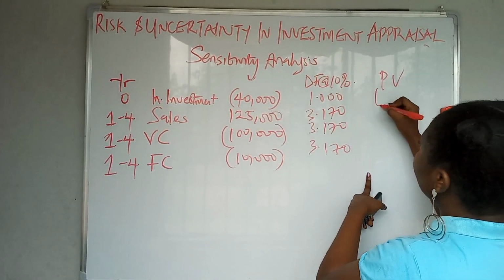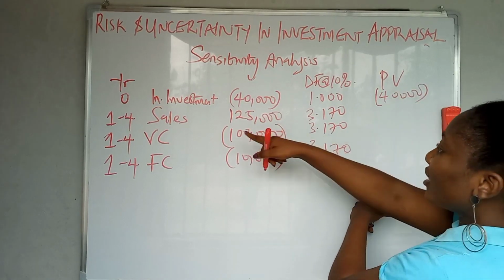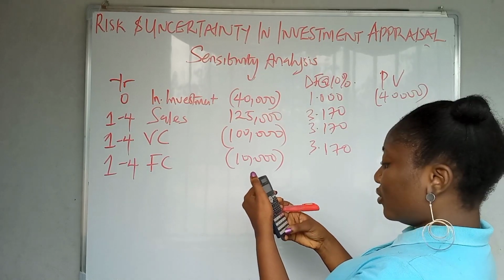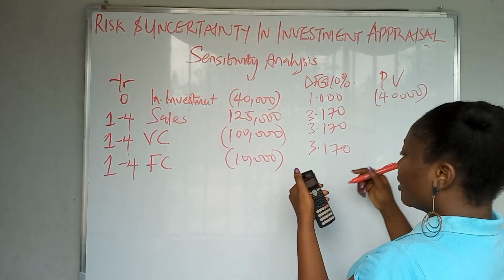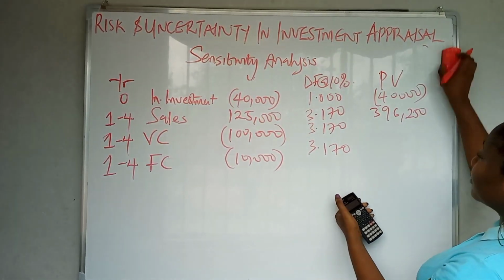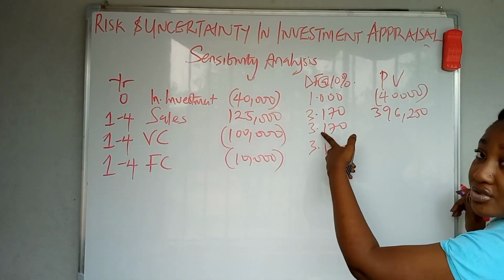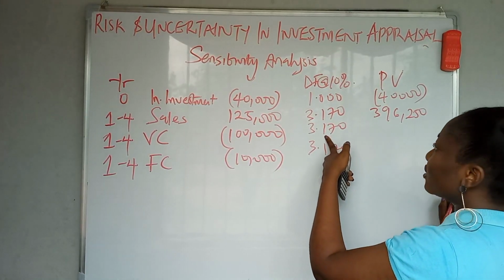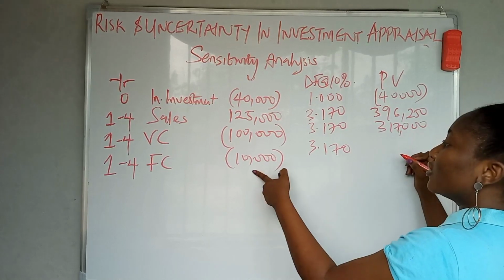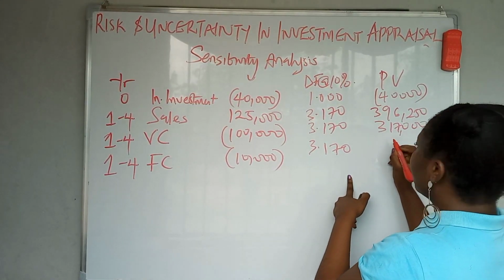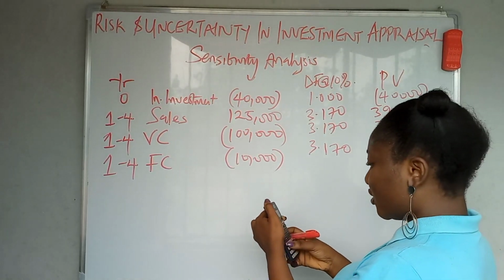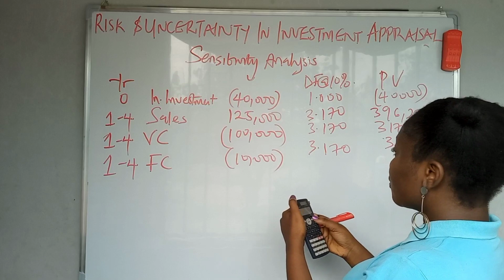So in year 0, of course, to be 40,000. Year 1, 125,000 multiplied by 3.170. That gives you 396,250. 100,000 times 3.170. That gives you 317,000. This times this, that gives you 31,700. 3.170 times 10,000, 31,700.